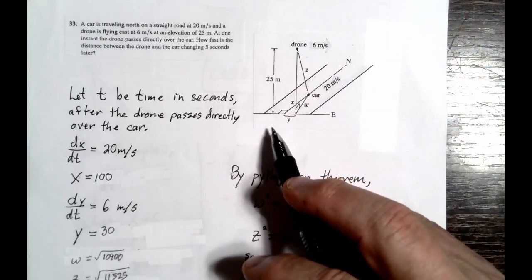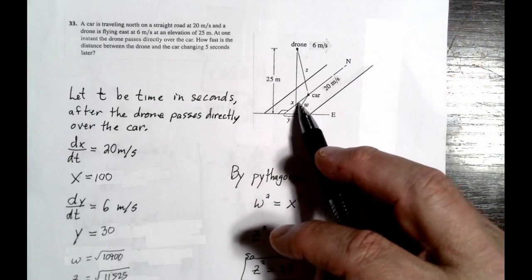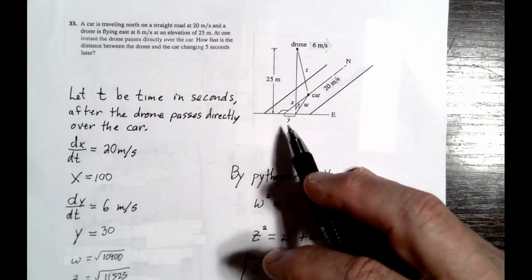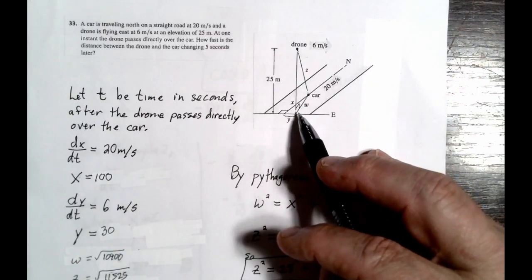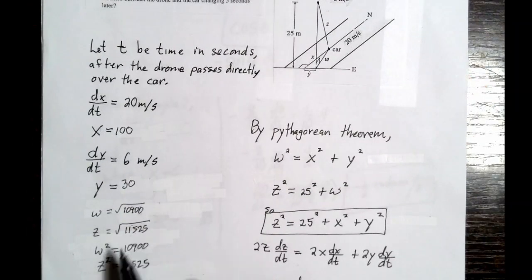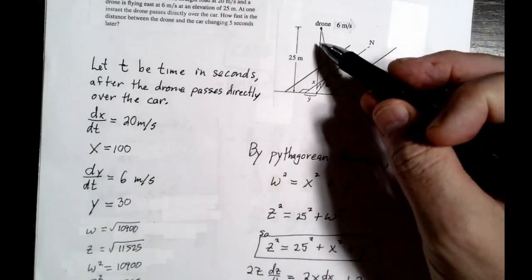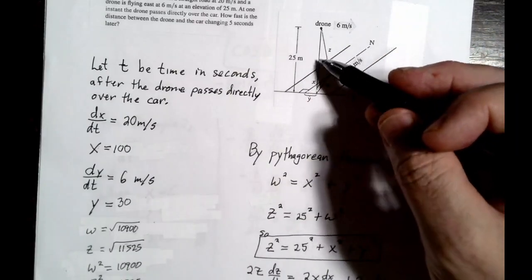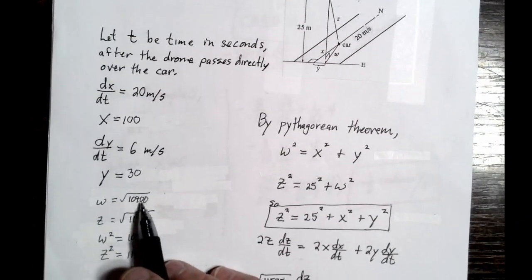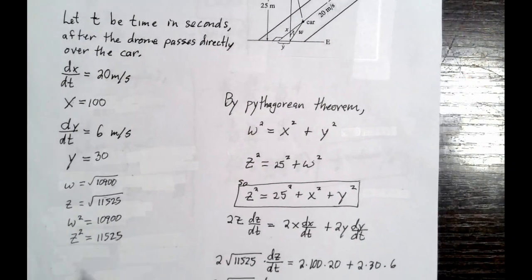Well, after 5 seconds, we know that x is going to equal 20 times 5 or 100, and y is going to be 6 times 5 or 30. So you know W has to be, by Pythagoras, square root of 10,900. Now if you know W, and you know this leg as well is 25, you can figure out what Z is. So we figured out what Z is. And so if W equals this, W squared equals that, and Z squared equals that.